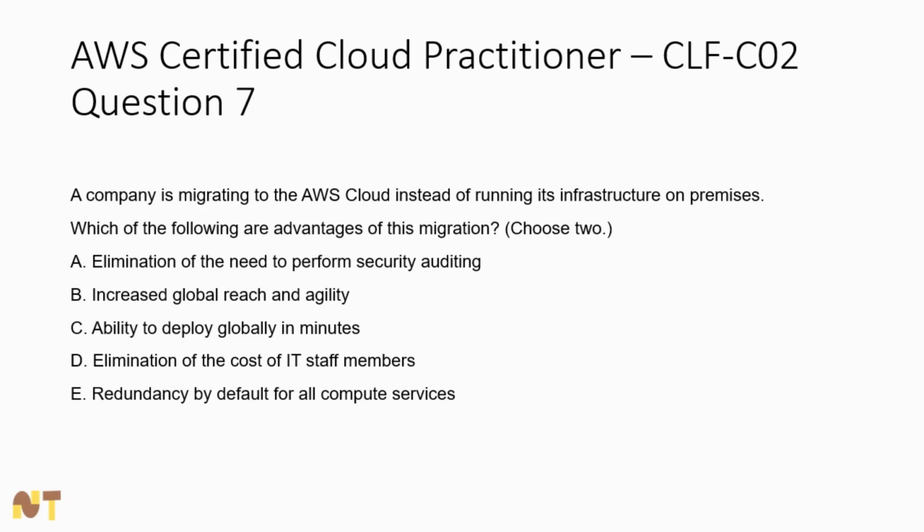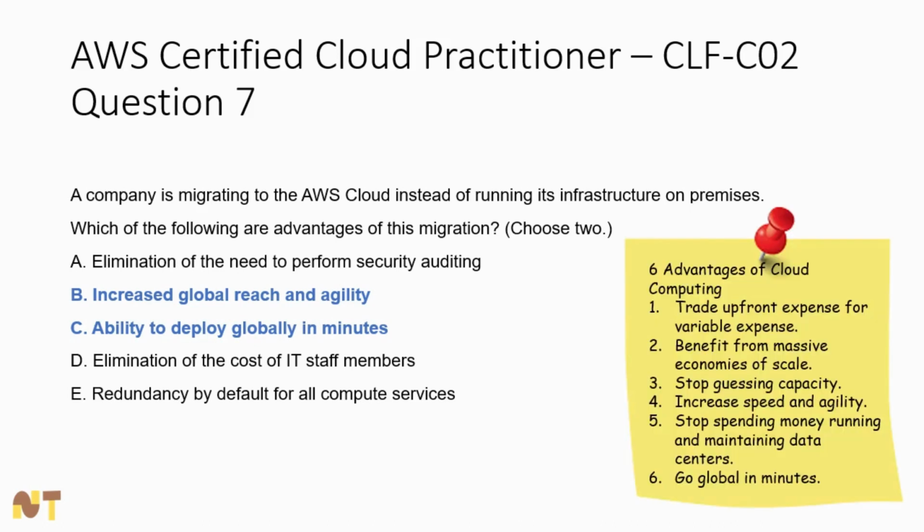Now, out of the six advantages of AWS Cloud, option B and option C are the two advantages that we are referring to. Increased global reach and agility, ability to deploy globally in minutes. So the correct options are option B and option C.